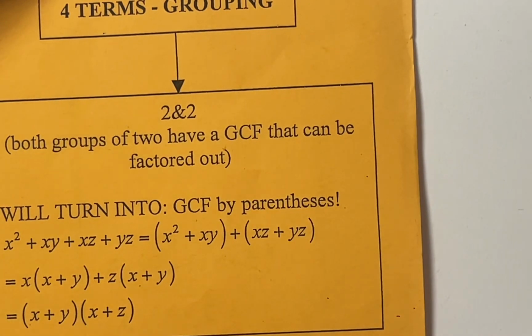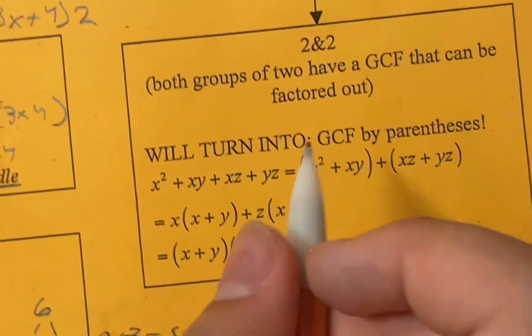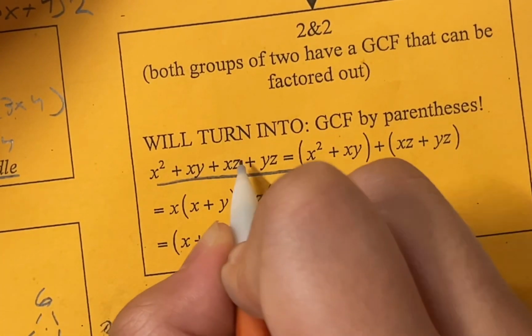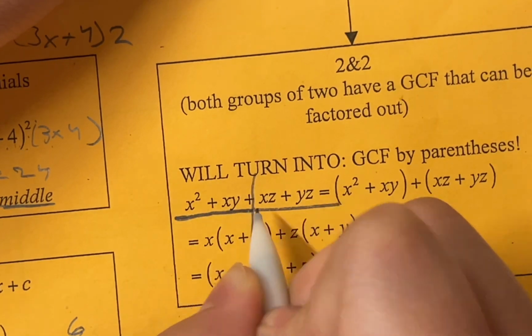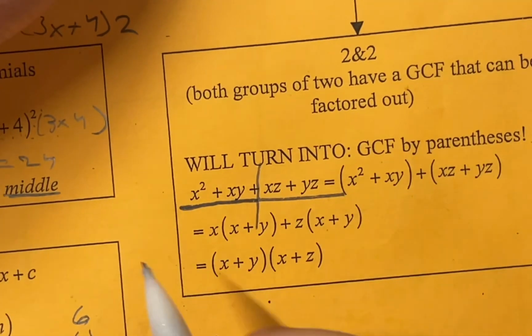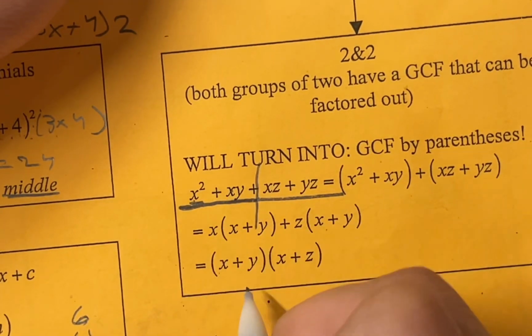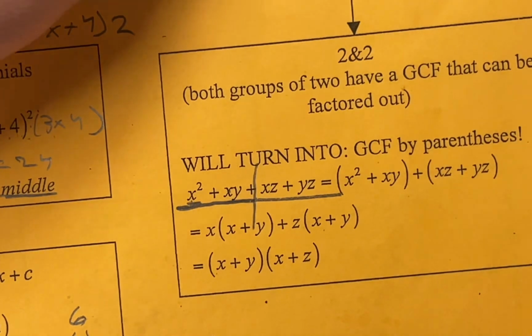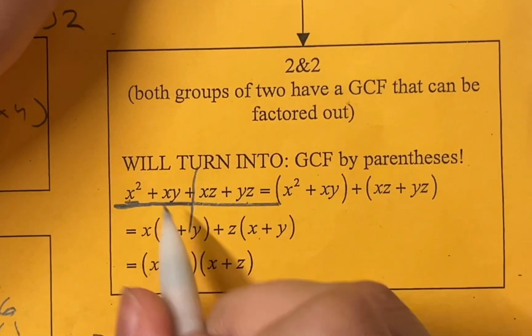X squared plus xy plus xz plus yz. So once you factor this out, if we look at this expression here and we just split it into 2, this is a very easy method, and it's probably going to turn into your favorite method every time you can do it. What do this term and this term have in common? An x. So what can we factor out? An x. What do this term and this term have in common? A z. So we'll factor out a z.